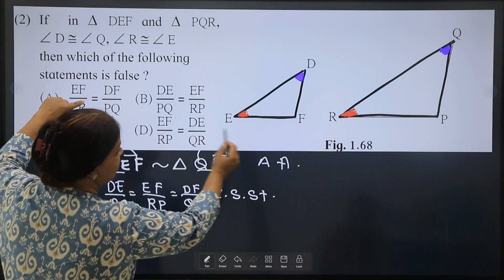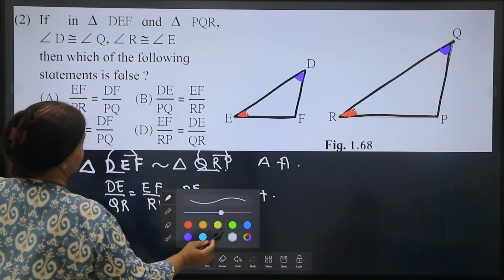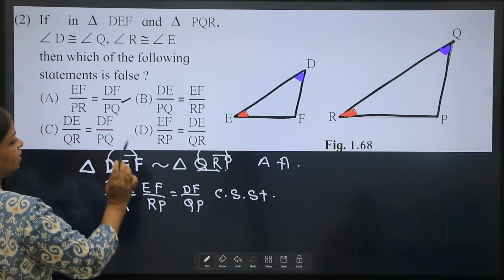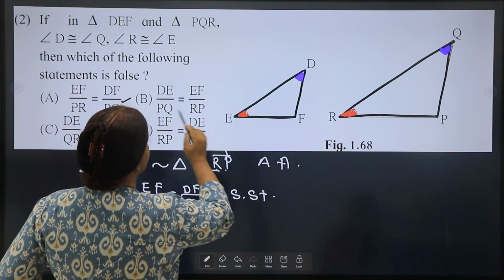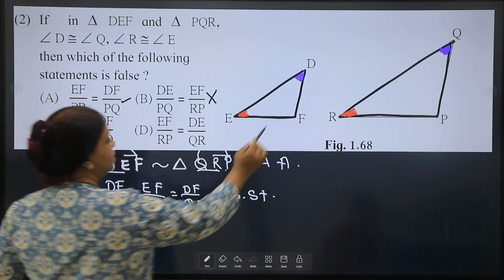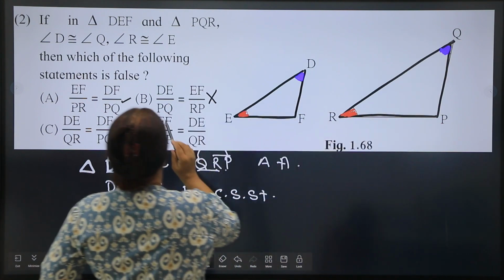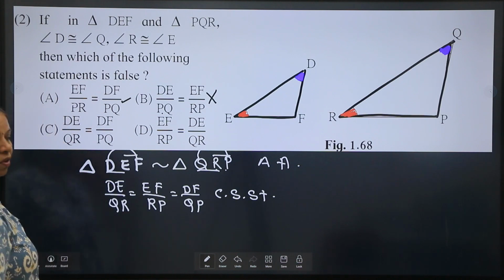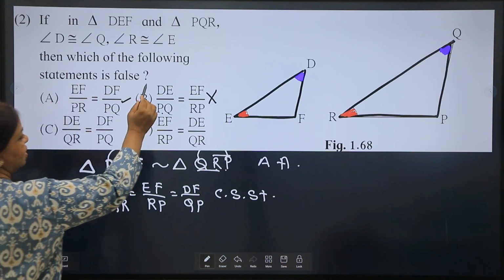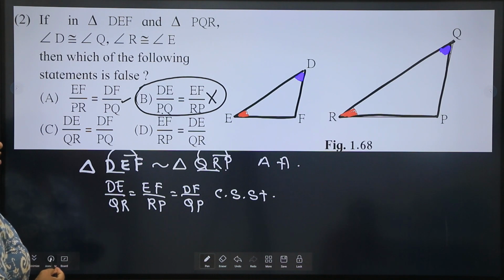EF corresponds to RP, correct. DF corresponds to QP, correct. So this is a correct statement. DE corresponds to PQ, yes, this one is going to be wrong because DE corresponds to RQ, not PQ. So DE upon QR will come. So this statement is the wrong statement. Let's move to the next question.